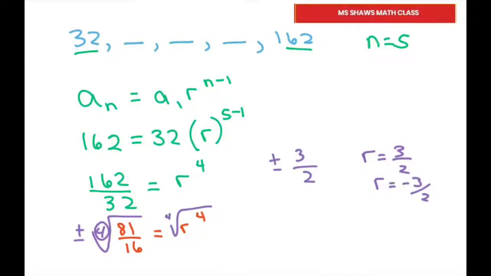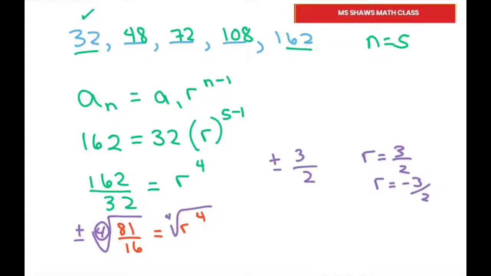So basically, if r is positive 3/2, we're just going to keep multiplying. 32 times 3/2 is going to be 16 times 3, that's going to be 48. And you just fill it in. 48 times 3/2 is 72. And 72 times 3/2 is 108.